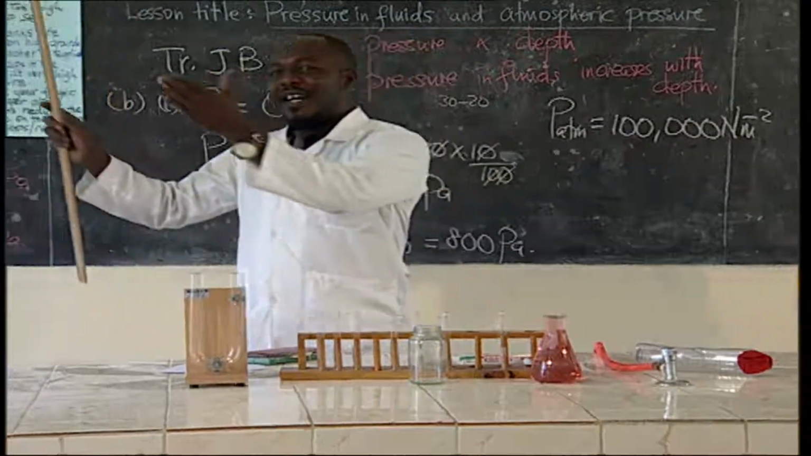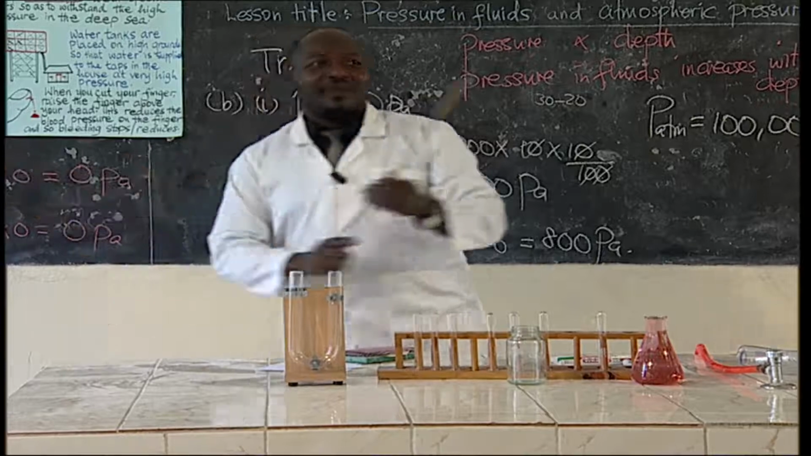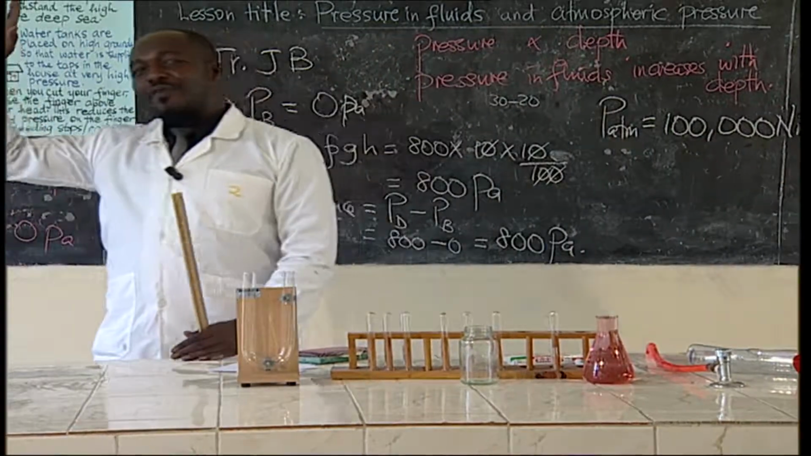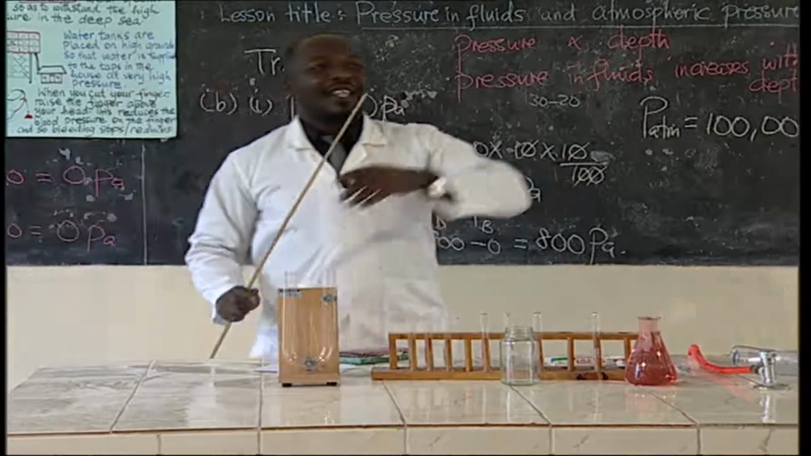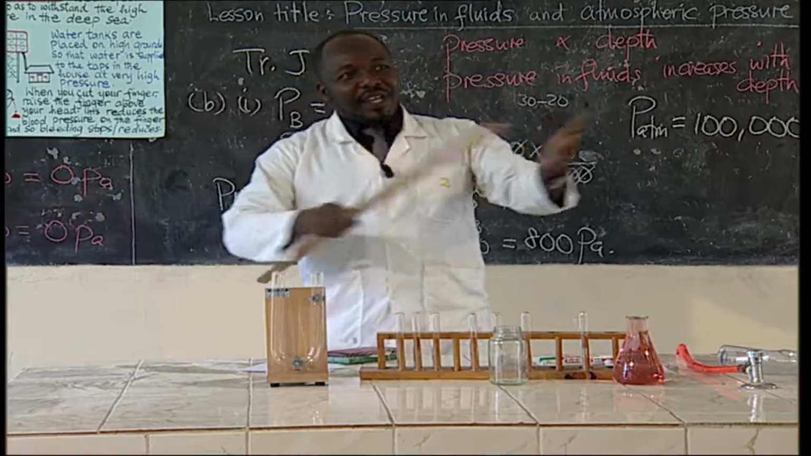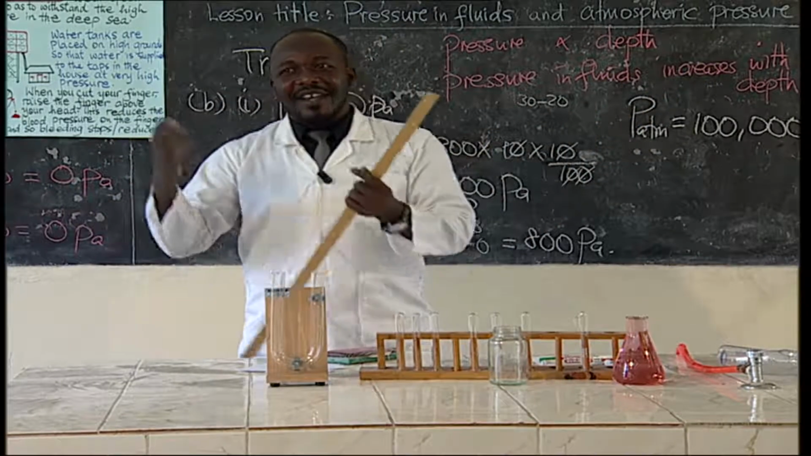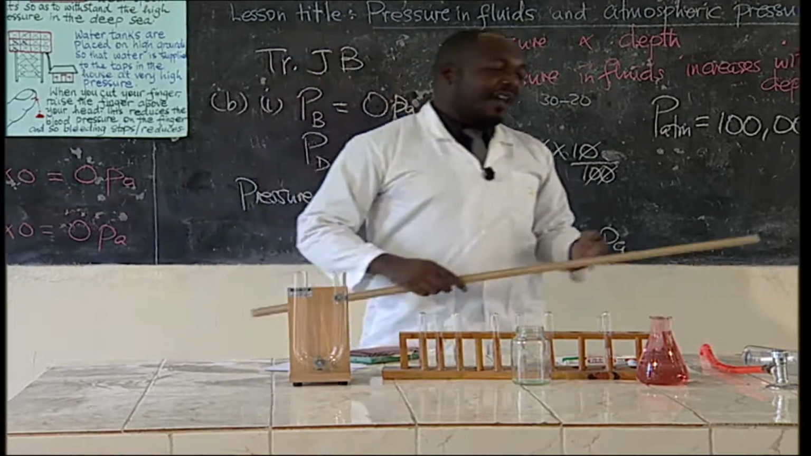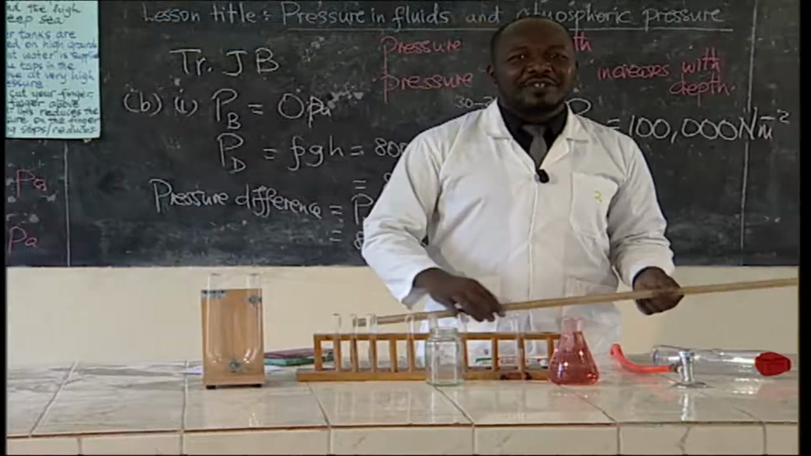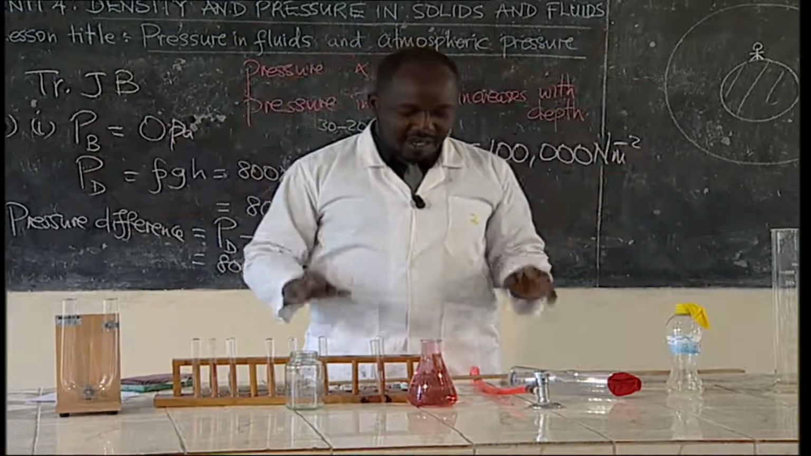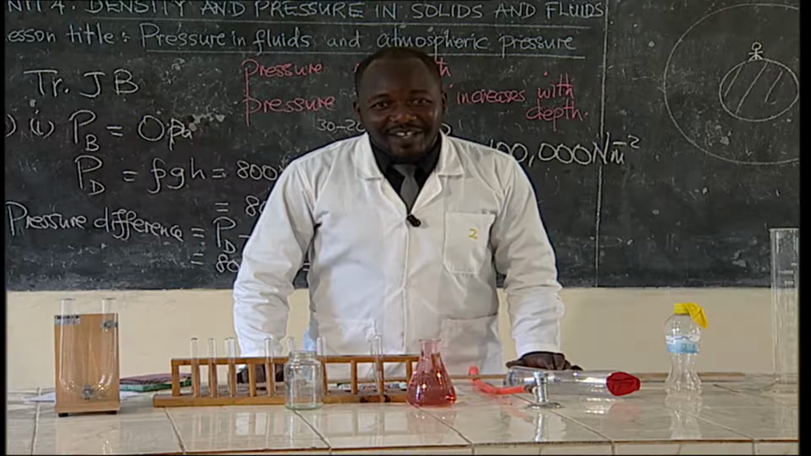So if pressure at point A is high and pressure at point B is low, then wind will move from a place of high pressure to that of low pressure. So as air begins to flow, then we have wind. And wind can lead to formation of rainfall. So that's how useful this topic is. It is useful in even so many other areas that we cannot exhaust right now.